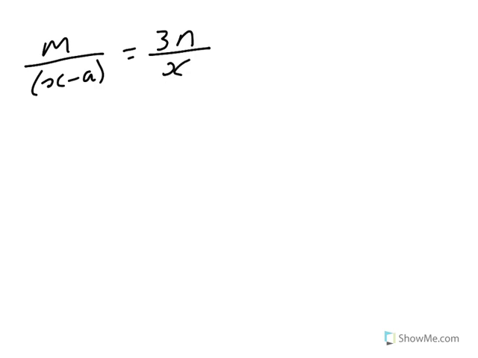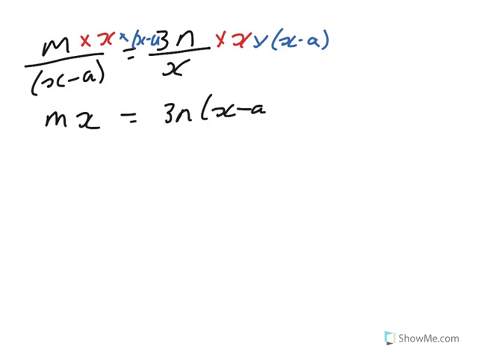Alright, next example, still solving for x. So in this case we've got m over x minus a equals 3n over x. And we've got to solve for x, so we need all x's to kind of be together. So what I'm going to do is a couple of things at a time. Times by x both sides, and also times by x minus a both sides. So when we do that, you get mx on that side equals 3n x minus a on that side.